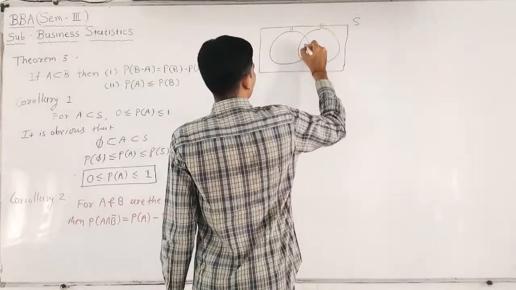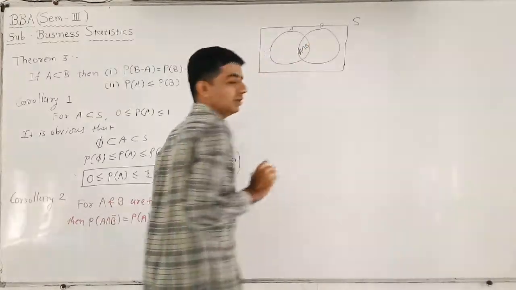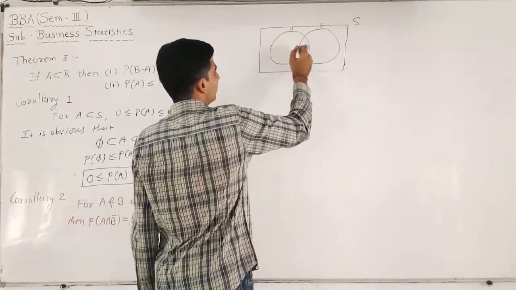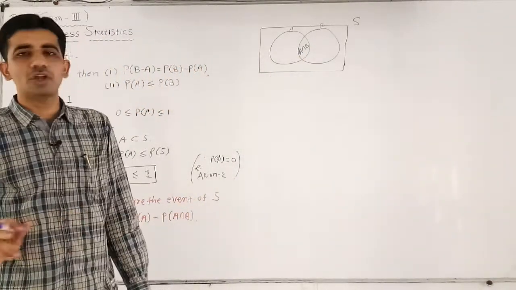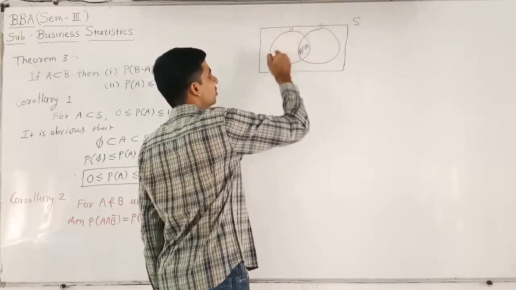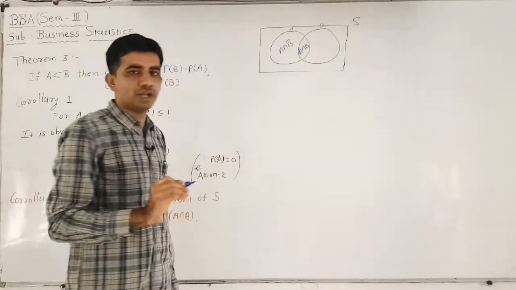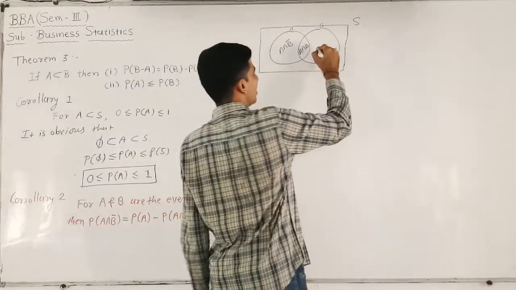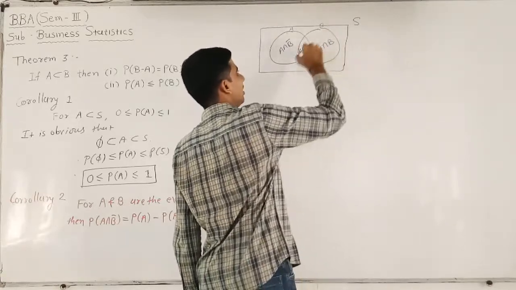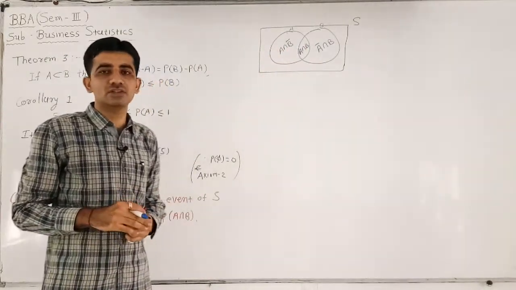Now what is the common part? This common part is A intersection B. This part is in A but not in B. If B is up to here, then the remaining part is called A intersection B bar: the part in A and not in B. And this part is called A bar intersection B, that is, the part in B and not in A. So here we have A intersection B bar, A intersection B and A bar intersection B.